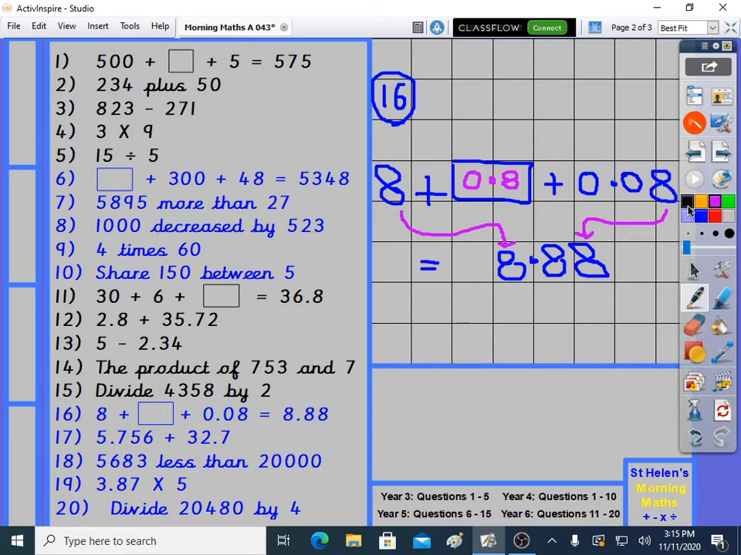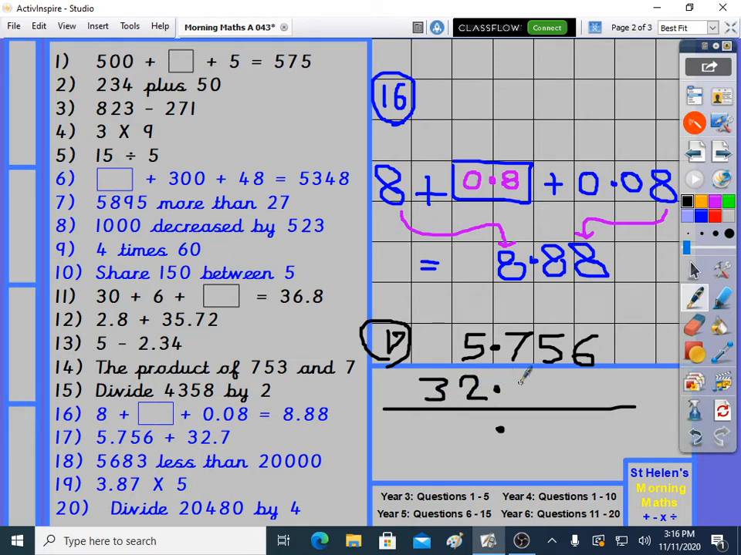Question 17 is addition, but just be careful with your lining up. This is a trick question really, this one. 5.756. The trick question part about it is a lot of people would line it up wrong if they weren't careful. You must line up your decimal points. And then it's 32.7, so 32 before the point, 32.7. We add all these up. And we get 38.456. 32 plus 5, that's 37. But these bits make it go up to 38.